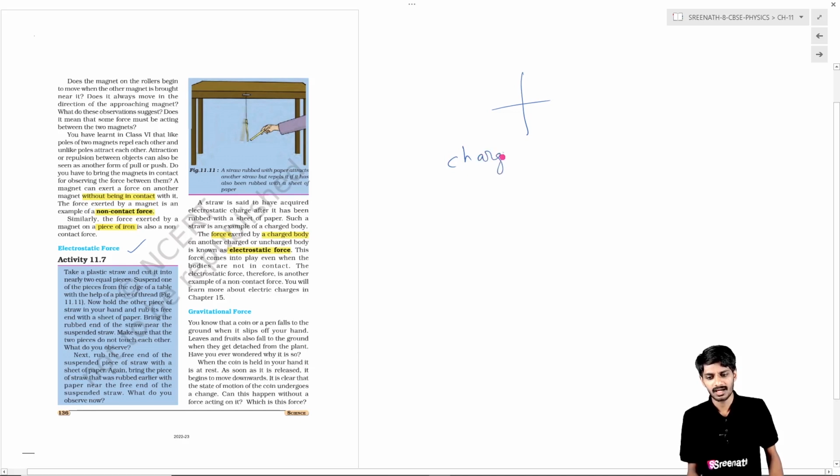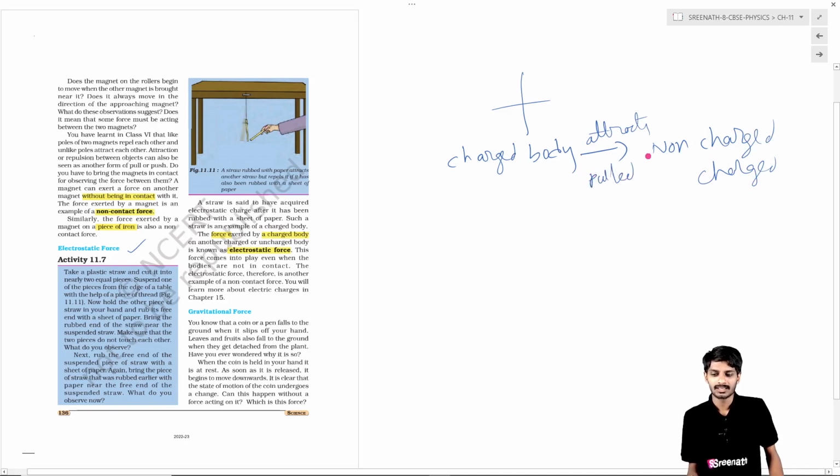Charged body attracts non-charged body. So what happened? This charged body pulled the other non-charged body. Okay, but we are not in contact. So this is the non-contact force, and this force is called electrostatic force.